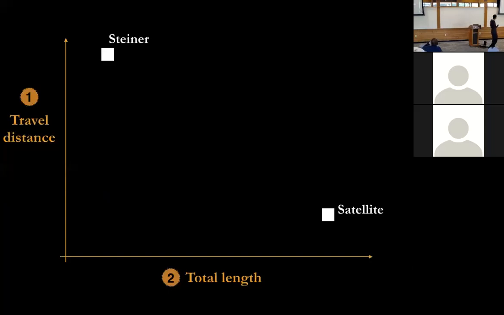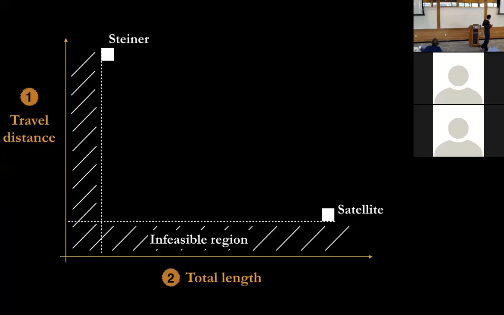Okay, so what else do we know? We know that you can't do better than the satellite in terms of travel distance, so you cannot possibly be down here. And likewise, you cannot possibly be left of the Steiner tree in terms of the cost. Okay, and what we really hypothesized, again, this is all starting from theory, was that if these objectives are in some way related to plant fitness, then there might be evolutionary pressure to drive down these costs, to try and get as close to maybe this magical point as possible, even though maybe that's not even feasible.